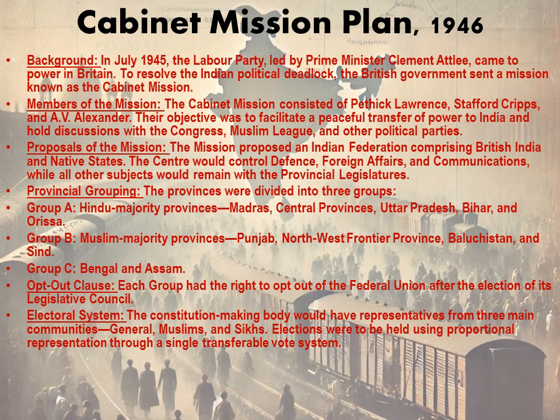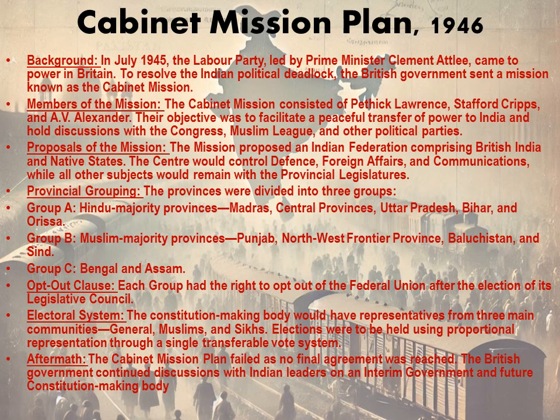Elections were to be held using proportional representation through the single transferable vote system. So elections were to be held, and a constitution making body would be formed in which three kinds of representatives would be there: general, Muslims, and Sikhs.